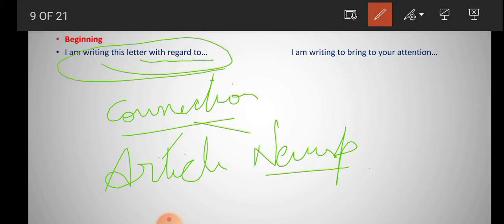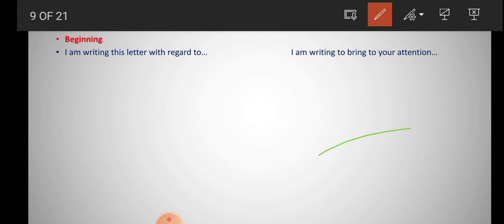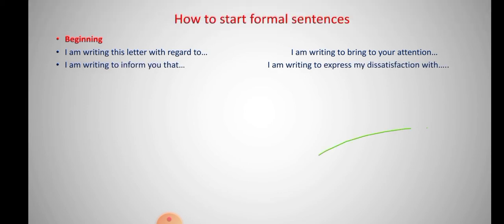Then, I am writing to bring your attention. For example, if my society authorities have made a rule about my society, and as a resident of that society I want to say something, then I can use this line. I am writing to bring your attention to this and that matter. All right, then next one is I am writing to inform you that, or I am writing to express my dissatisfaction with. These are the different sentences which one can use at the beginning, but these sentences vary from one letter to another, and with practice you will come to know when to use which sentence.